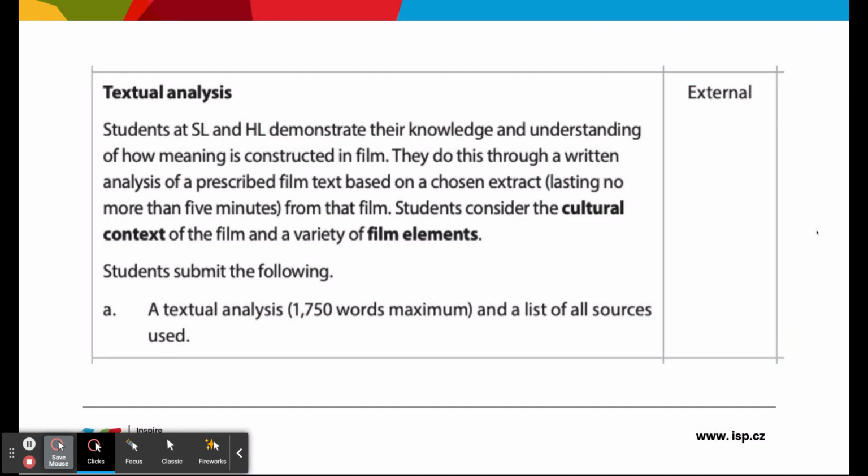The next one, sorry about that, is the textual analysis. This is the one that the seniors are working on right now. I gave them 5 films that they can choose from. We've watched 3 or 4 of them in class at the beginning of this year, and then they make a choice of which film they want to analyze. Once they've made that choice, they find a 5-minute sequence to analyze from that film. They have to think about the cultural context of the film and a variety of film elements to work on their textual analysis of 1,750 words maximum.